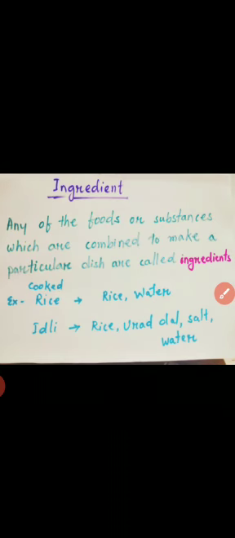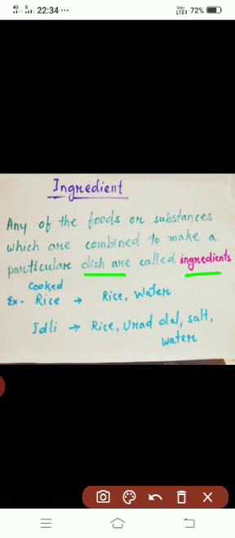Okay, so now we'll see ingredient. Ingredient is nothing but the raw materials used to prepare a dish. So any of the foods or substances which are combined to make a particular dish are called ingredients. Okay, so what is dish? Dish is nothing but a particular variety or preparation of food served as part of a meal. And ingredients are the materials which are used to prepare this.